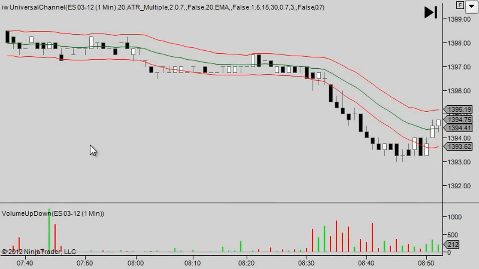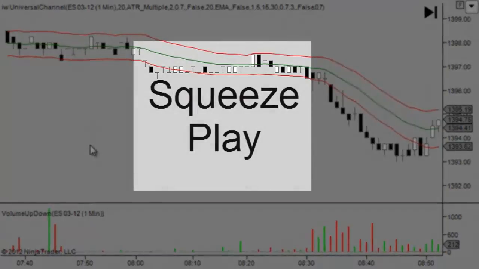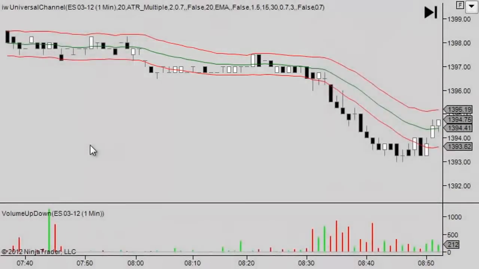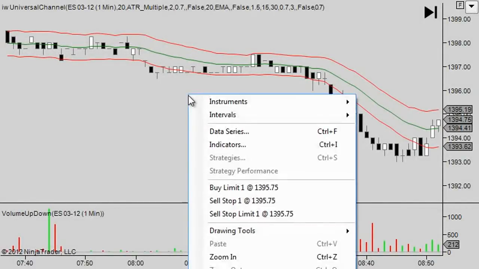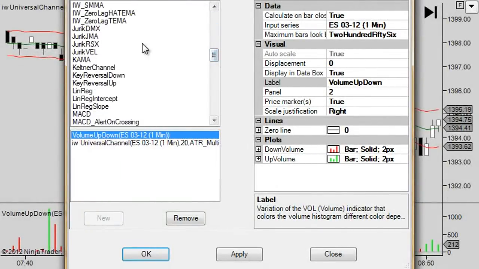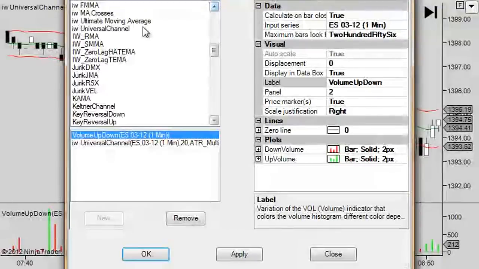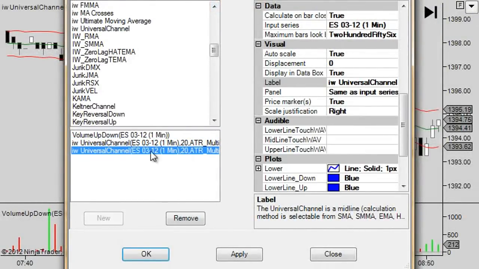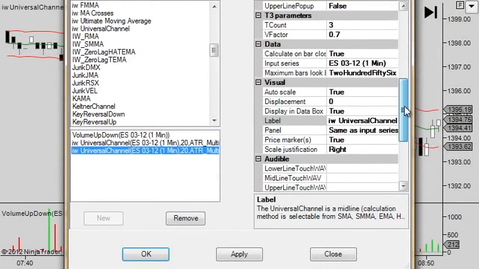Okay, as I mentioned earlier, we're going to talk a little bit about a particular trade that's called the squeeze play. The squeeze play actually leverages two different indicators, the Keltner Bands and the Bollinger Bands. Right now we're looking at the Keltner Bands. I'm going to right-click on my charts, go to Indicators, and this is going to require us to put a second universal channel band on here. So I'm going to put my second one here. And I'm going to make a couple of changes.